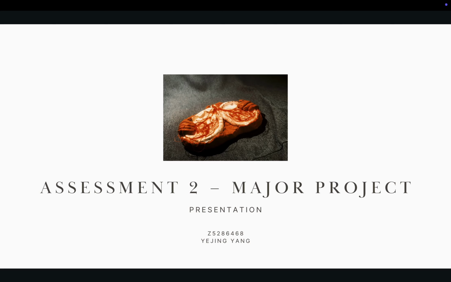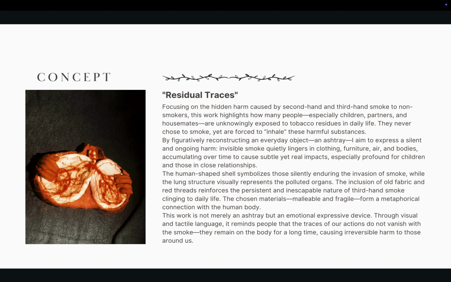Hello everyone, today I will share the design process of my human-shaped ashtray project titled Residual Traces. This work combines materials and symbolism to transform the invisible harm caused by second-hand and third-hand smoke into a visible visual warning. The starting point of the design was to make invisible harm visible. The piece tells the silent story of hidden damage caused by second-hand and third-hand smoke.